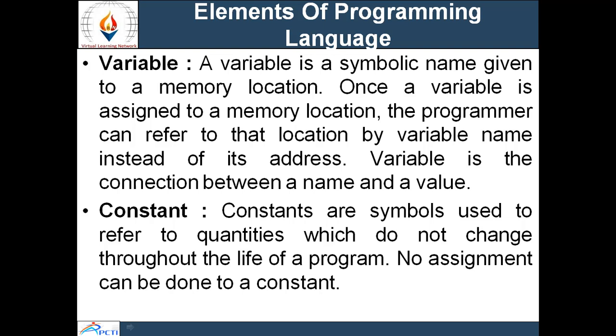Next one is constant. In contrast to a variable, which is used as an identifier for a value and which can change, constants are identifiers that are used for values which cannot be changed. In other words, constants are symbols used to refer to quantities which do not change throughout the life of a program. No assignment can be done to a constant.